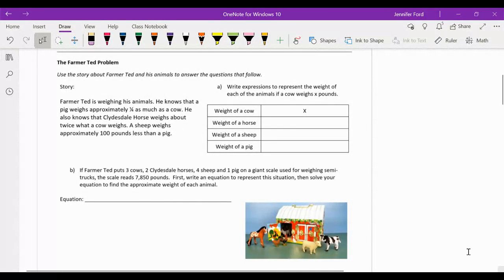So what I'm going to do is go ahead and read through the problem, let you get started, and then, so here we go.